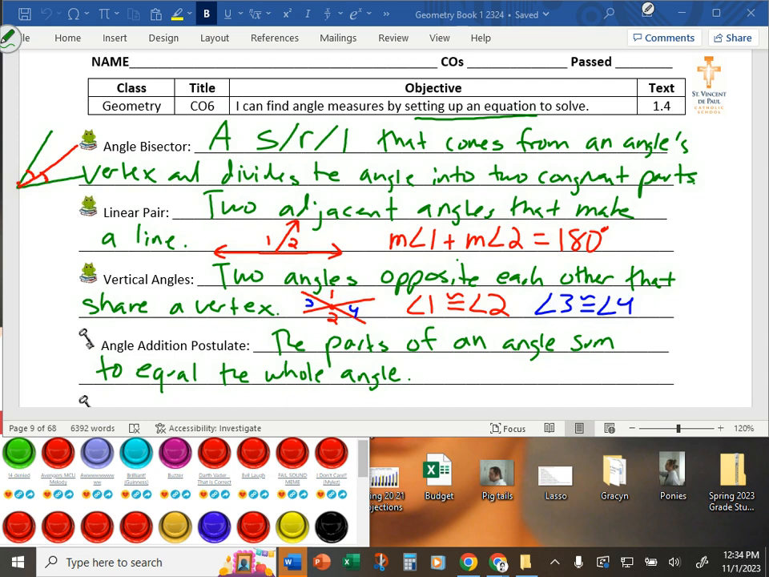So, if I have an angle here, and I have a ray coming out like this, here's point A, vertex B, point C. I'll call this angle 1 and angle 2.